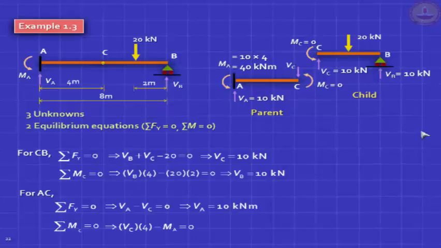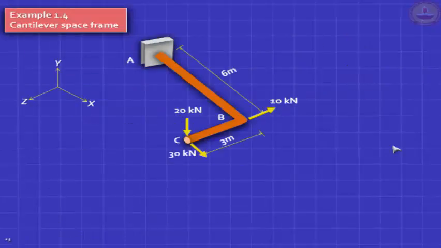But good engineers do it much faster on the free body itself. You got the answers. Very interesting problem. Let's take one or two more. This is not really a beam, but since we are on the topic, this is a cantilever space frame.